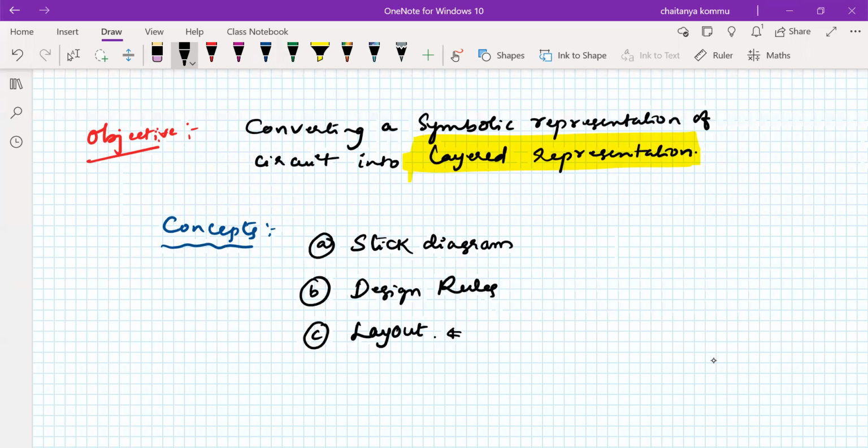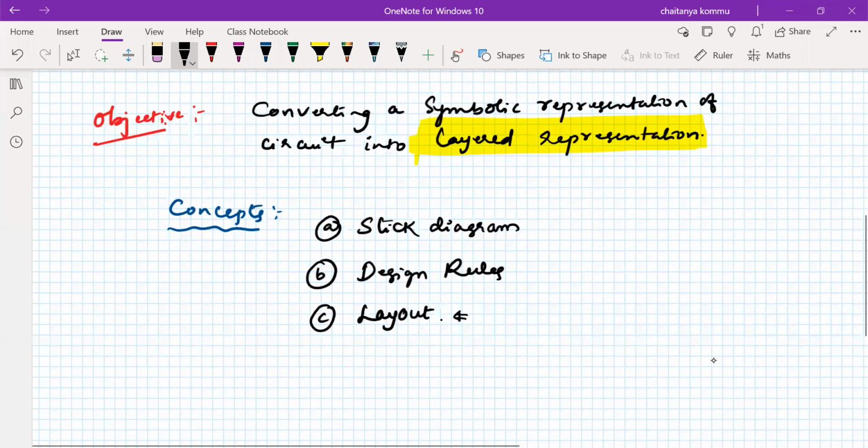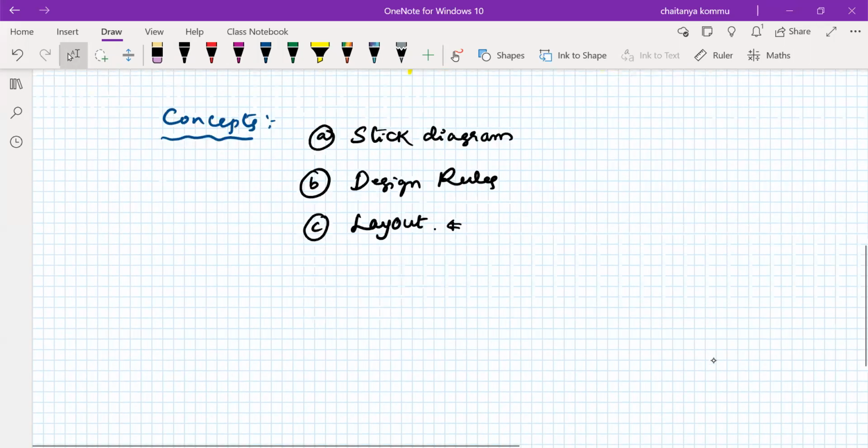Okay, but we cannot go directly to the layout without using the design rule concept, without knowing the stick diagram concept. So first of all, we should know the basic background of these two concepts. Then only we can go for drawing the layout of your circuit. Is it clear to all of you? What is our objective? Fine. Now let us talk about what we mean by a stick diagram.